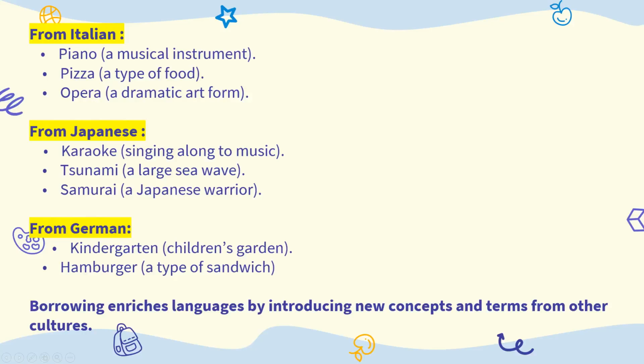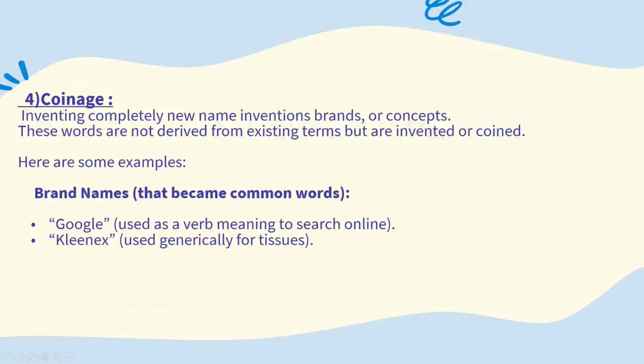The borrowing enriches language by introducing new concepts and terms from other cultures. Now we have the fourth type of word formation in morphology, which is coinage. Coinage is inventing completely new names like inventions, brands, or concepts. These words are not derived from existing terms, but are invented or coined. We have some examples, like brand names that become common words and popular, like Google, used as a verb meaning to search online. Second, Kleenex. Kleenex used generically for tissues.